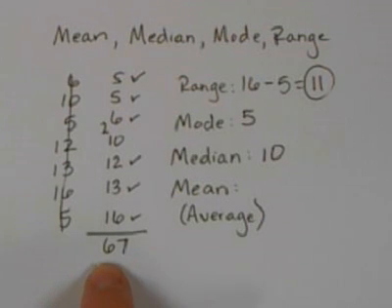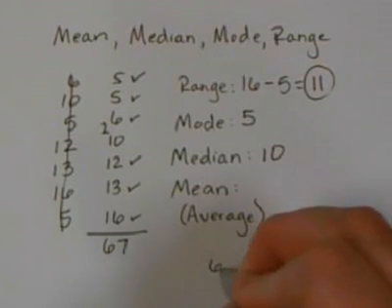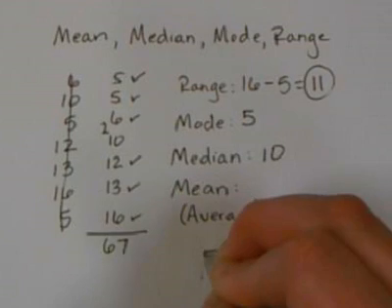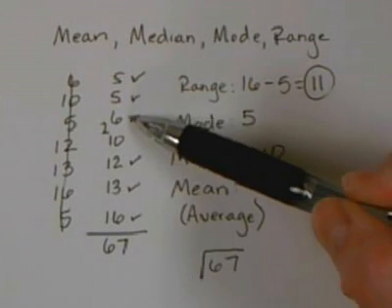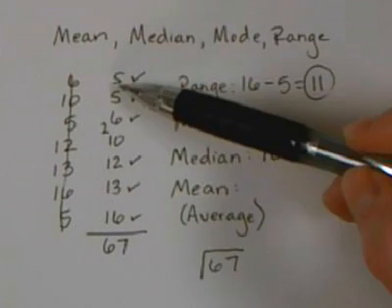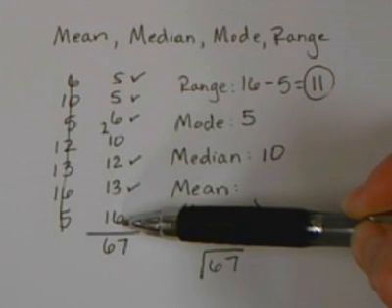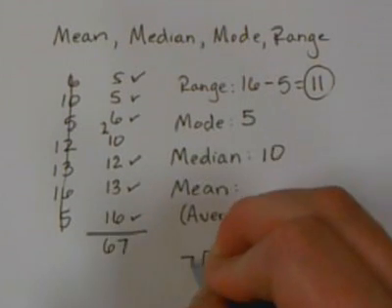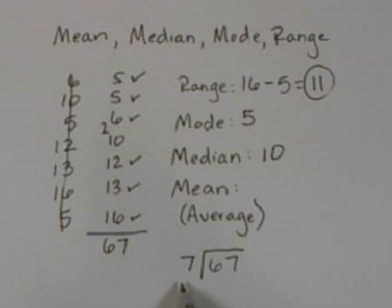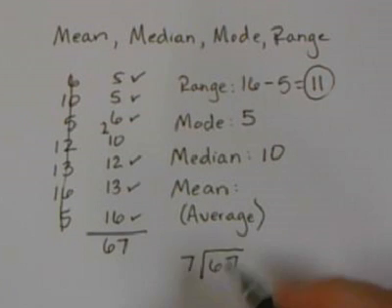But we don't stop there. Mean is far from over. This is only half of the problem. Now we have to take our total, 67, and divide by the amount of numbers that we added. So we added 1, 2, 3, 4, 5, 6, 7 numbers. So we're going to do 67 divided by 7. Then I would have students perform it the normal way.